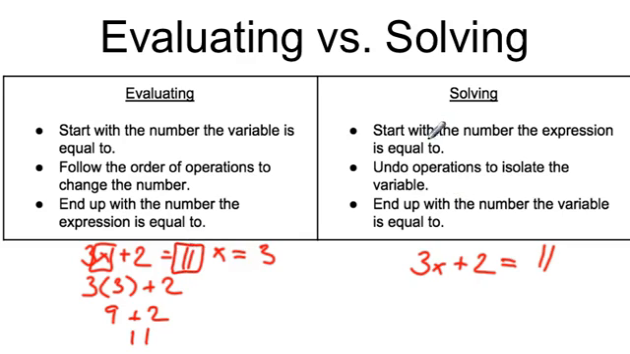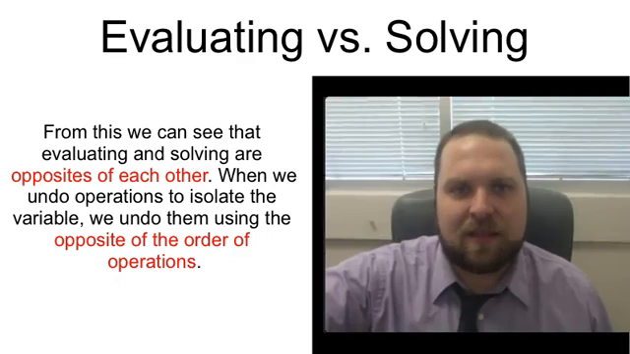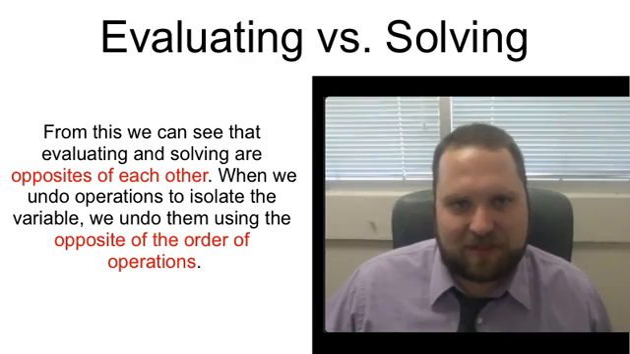If I look over here at the solving, I start with the number the expression is equal to, and then what I have to do is undo things. We haven't talked, strictly speaking, about how to do this yet, but I undo things until I figure out what x is equal to. So notice when I'm evaluating, I start with the value of x and work towards a number. When I'm solving, I start with a number and work towards the value of x. The moral of the story is they're complete opposites of each other.